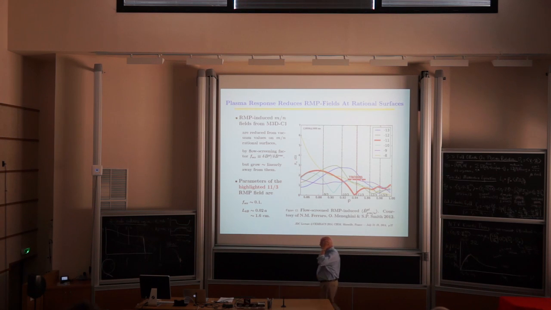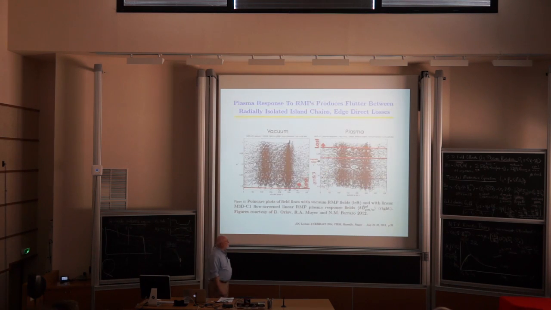Now, the original models of if you applied these RMPs, what would happen? The original models said, I'll just get stochastic fields over this whole range. And so people did, left-hand side, Poincaré plots. And they said, well, I'll follow a field line around toroidally and make a mapping. Every time it comes through that one point, I'll put a dot here.